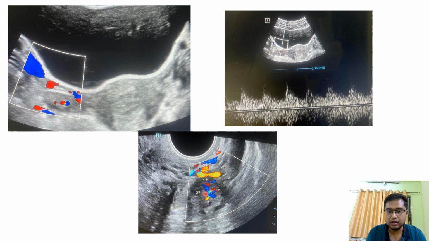Typical color uptake was seen in the right ovary on TVS, and retrospectively on TAS, when I focused on the right ovary and put the color box there, there was a particular waveform that was seen, which was suggestive of a live ectopic ovarian pregnancy.